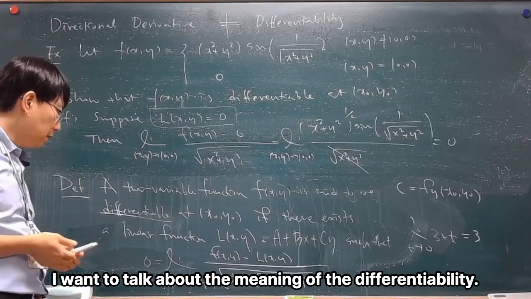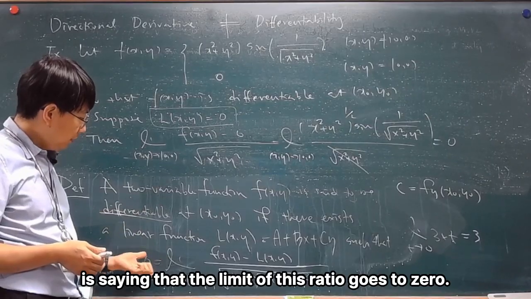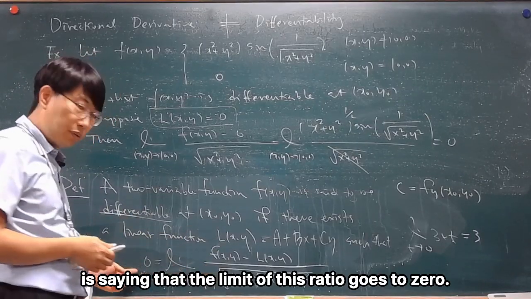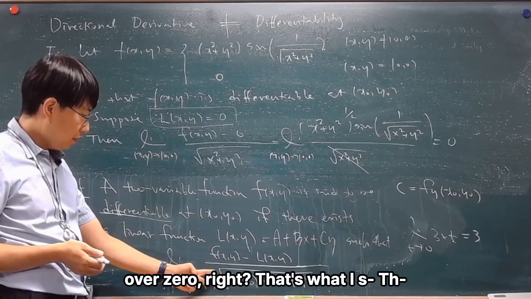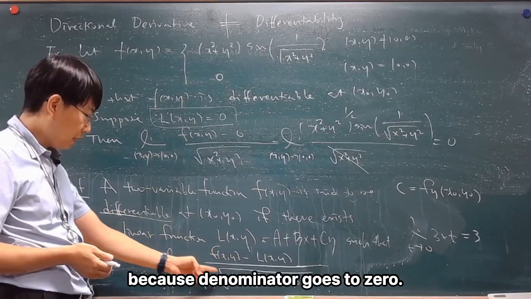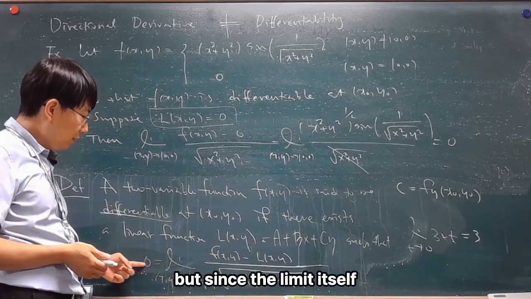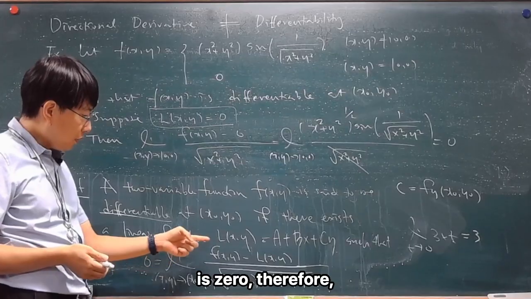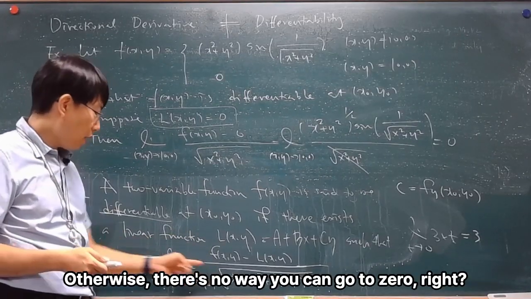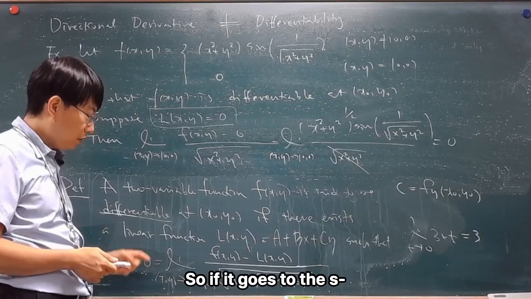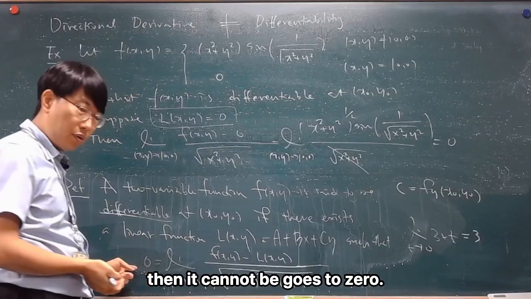of differentiability. Differentiability, or a function being differentiable, is saying that the limit of this ratio goes to 0. What does that mean? The ratio is basically 0 over 0, right? That's what we agreed here, because the denominator goes to 0, so the numerator must also go to 0, but it says the limit itself is 0. Therefore, the numerator must go to 0 faster than the denominator. Otherwise, there's no way it can go to 0, right? If it goes to 0 at the same speed, then the limit cannot be 0.